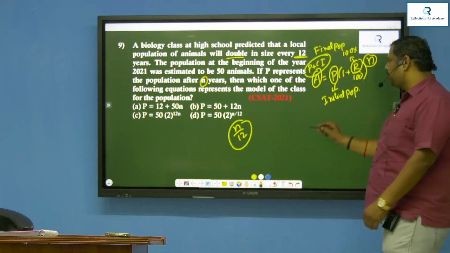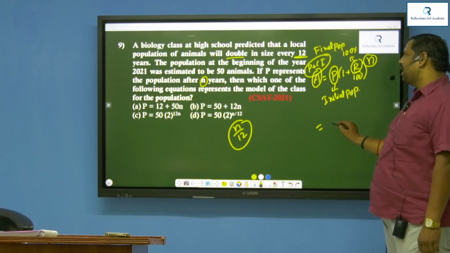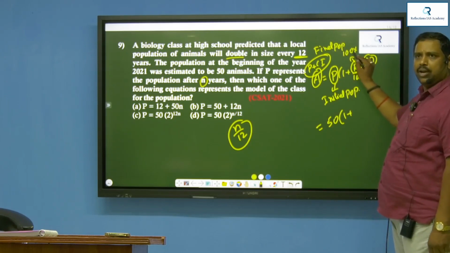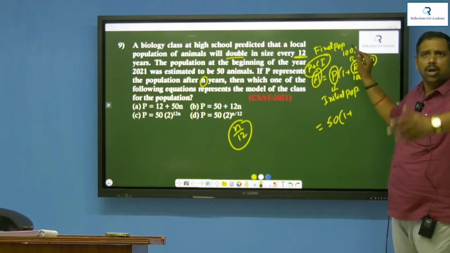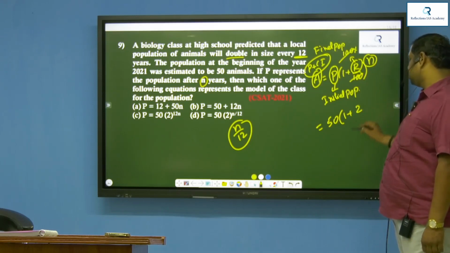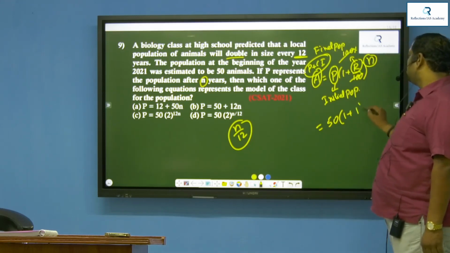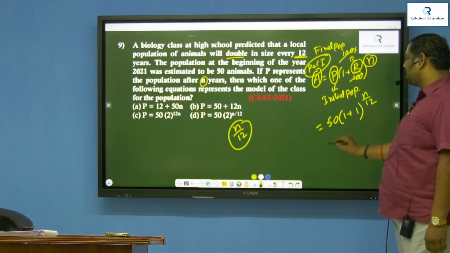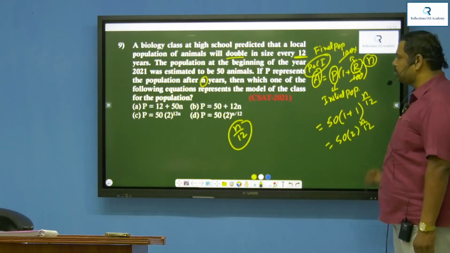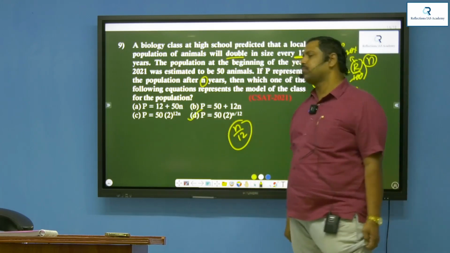Right, now apply this formula. Final population is equal to initial, which is 50, into 1 plus R. R is how much? 100. Double means 100% increase, right or wrong? 100 by 100 means 1. 1 plus 1 is 2. So 1 plus 1 whole power N by 12. So 50 into 2 power N by 12 will be the answer. Which option is the answer? D is the answer.